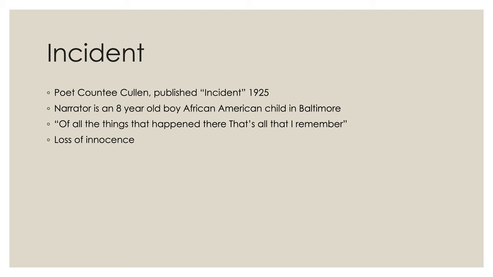So the first literary work that I'm going to go ahead and quickly analyze was written by the poet Countee Cullen, published in 1925, named Incident. So the narrator is an 8-year-old African-American boy who is traveling on the local commute train, and he encounters an experience with a young white boy who is about the same age, who is the one who introduced him to the evils of racism.